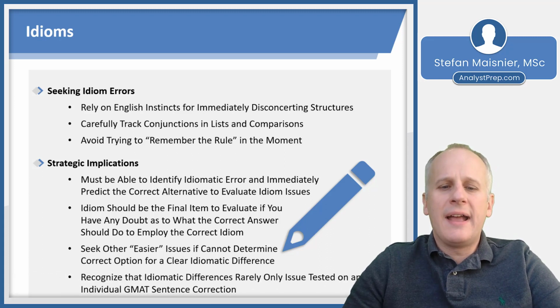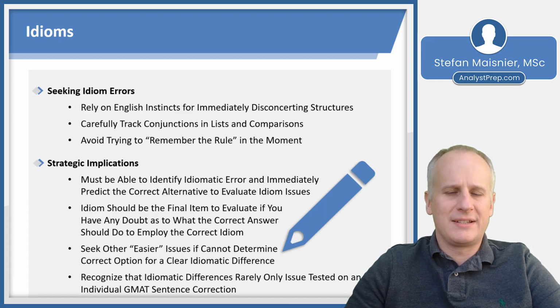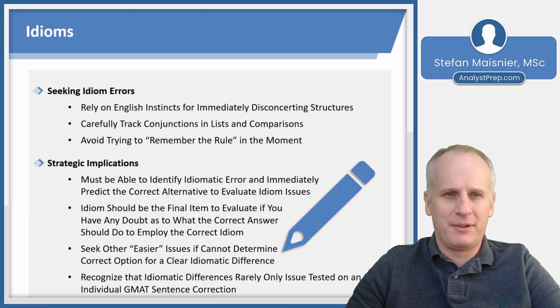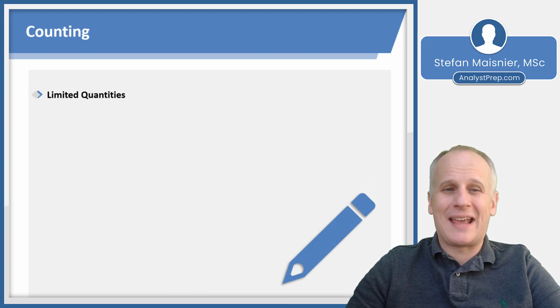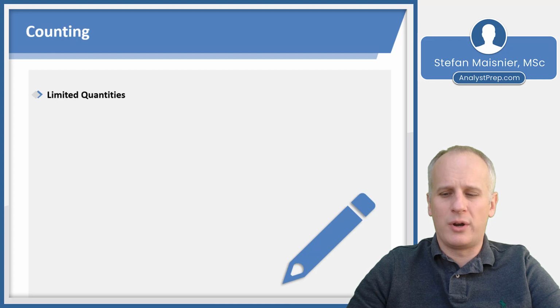And recognize also that idiomatic differences are rarely the only issue that is tested in a single GMAT sentence correction. So that means if you are down to a couple of options and you're like, it seemed to be just focused on the idiom, really look and see if there's a different subtle difference that you could focus on, because except on some of the very hardest questions, it's exceedingly unlikely that they are solely testing idiomatic differences. So let's begin by talking about idioms of counting, starting with just those for limited quantities in English. So the word couple means literally 2.